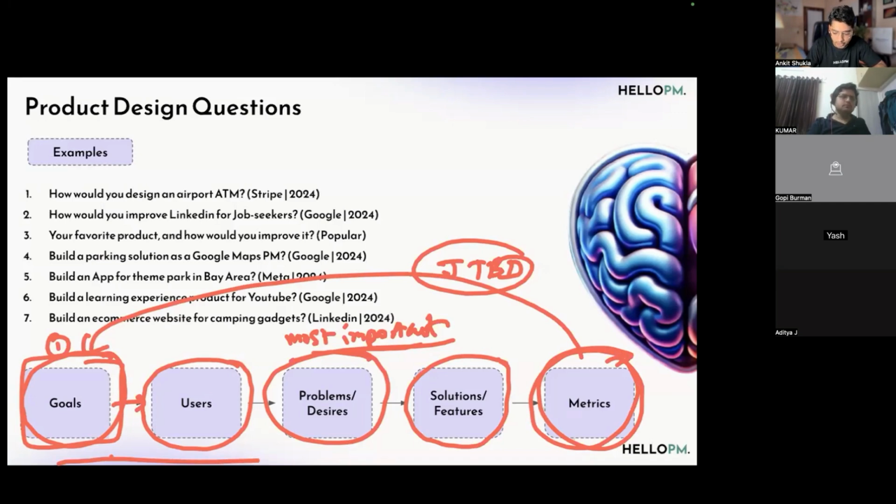Okay, so this is the simplest format that you can use, based on first principles, in order to solve almost any kind of product design questions.